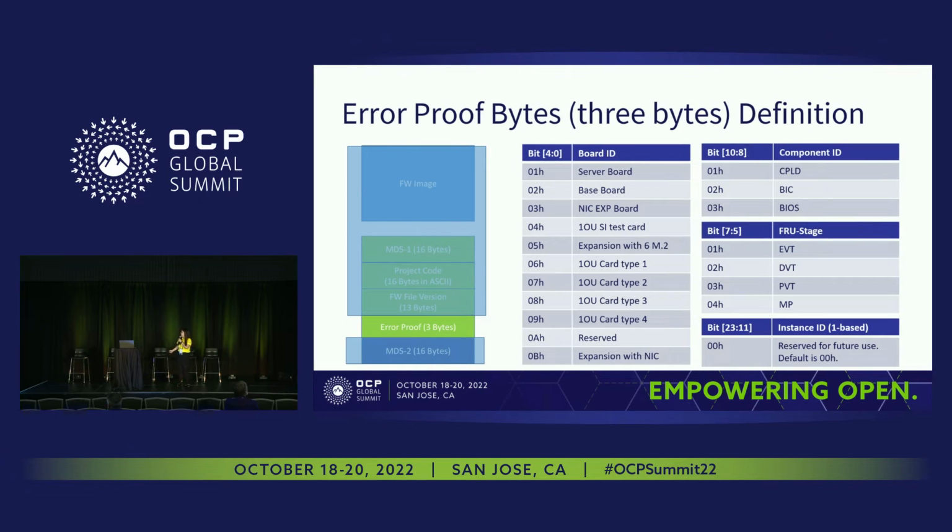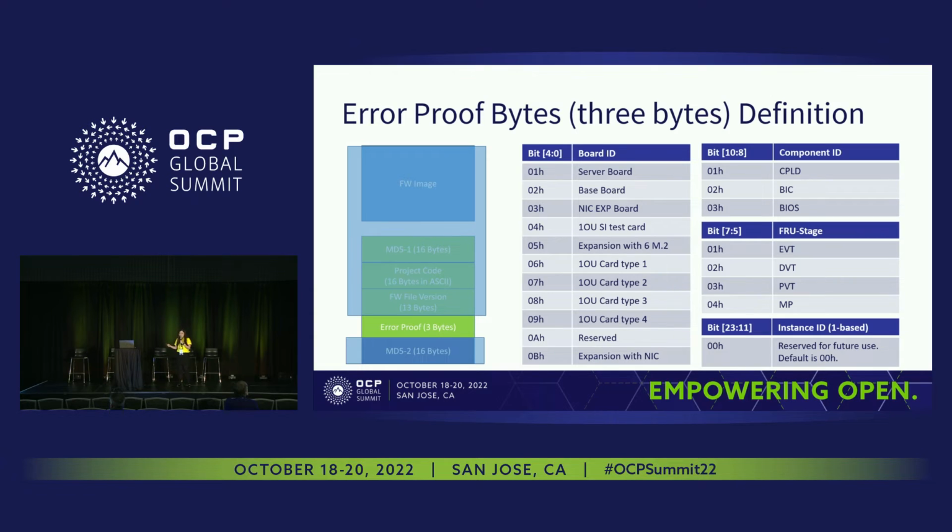There is a 3-byte error proof which contains 4 kinds of identification, which are board ID, component ID, stage, and instance ID. First one is the board ID. The board ID is to identify the target board, which I show in this table, including the server board, baseboard, NIC expansion board, or any other type of 10U card.